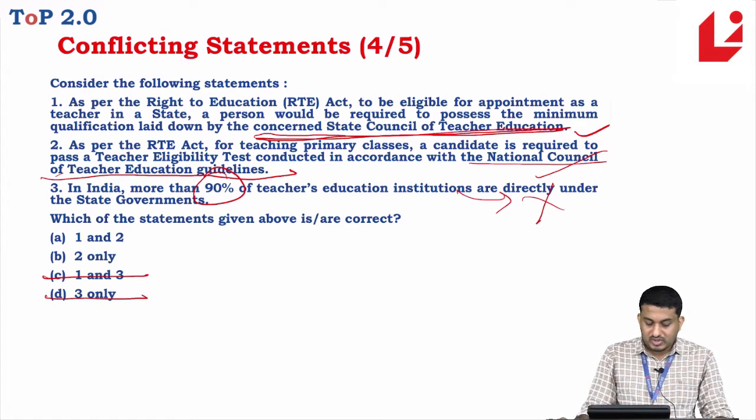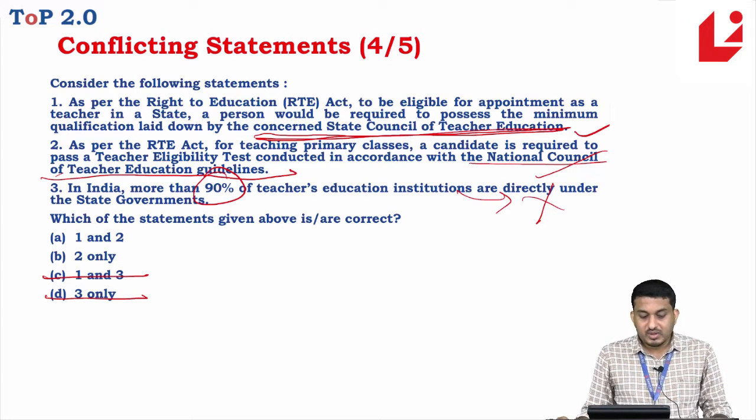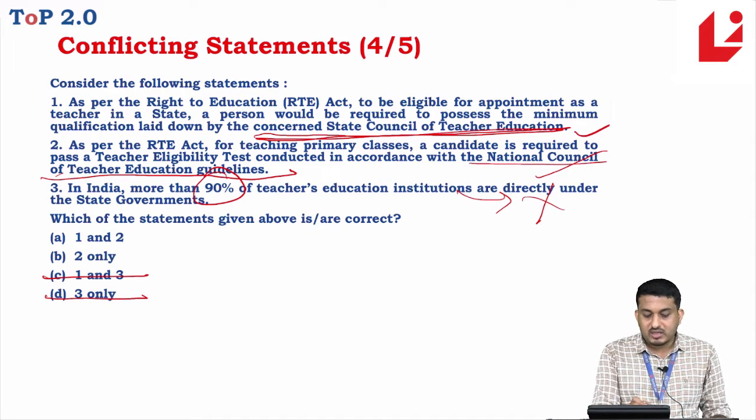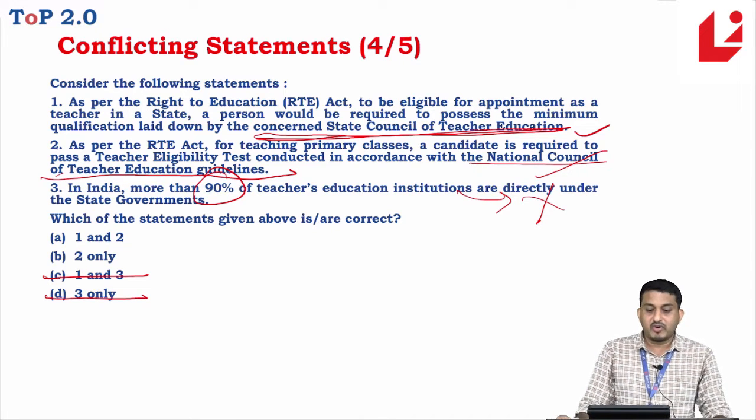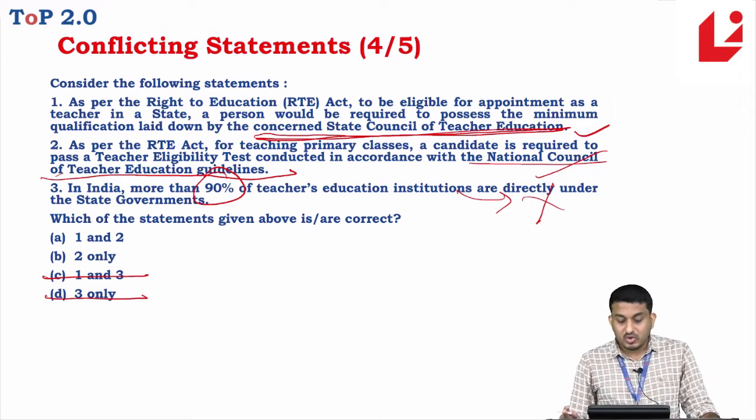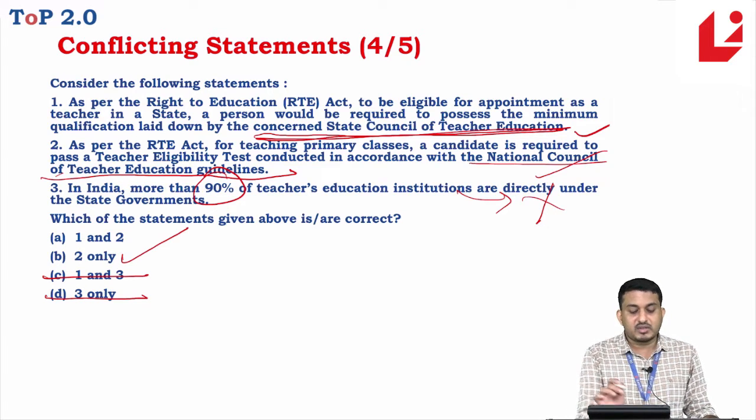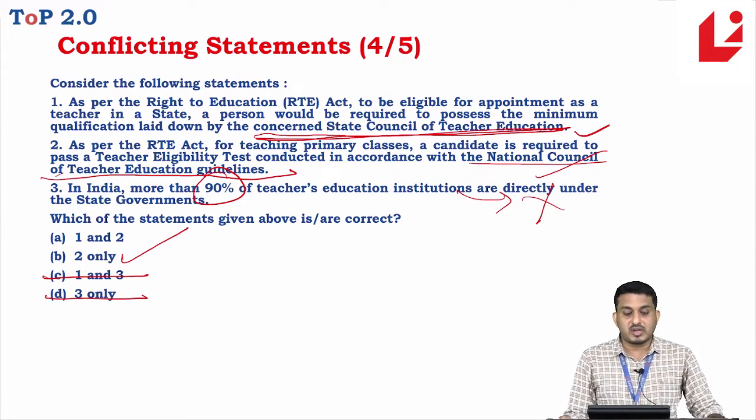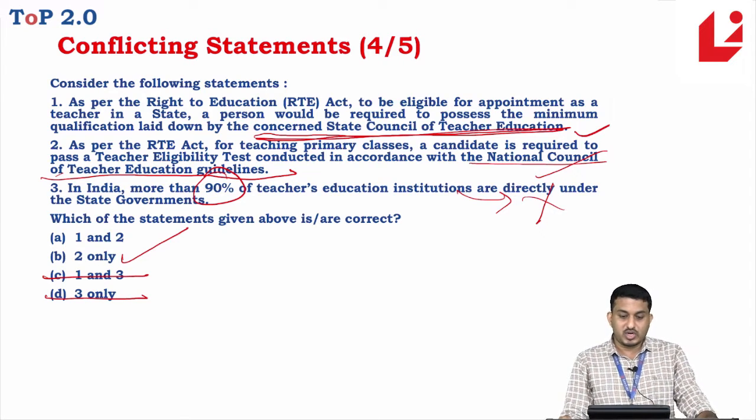Now you are left out with what? You are left out with options A and B, but you know that A is 1 and 2, but 1 and 2 are contradictory, should not go together. So what is the probable answer? What is the right answer? Answer is B, 2 only.